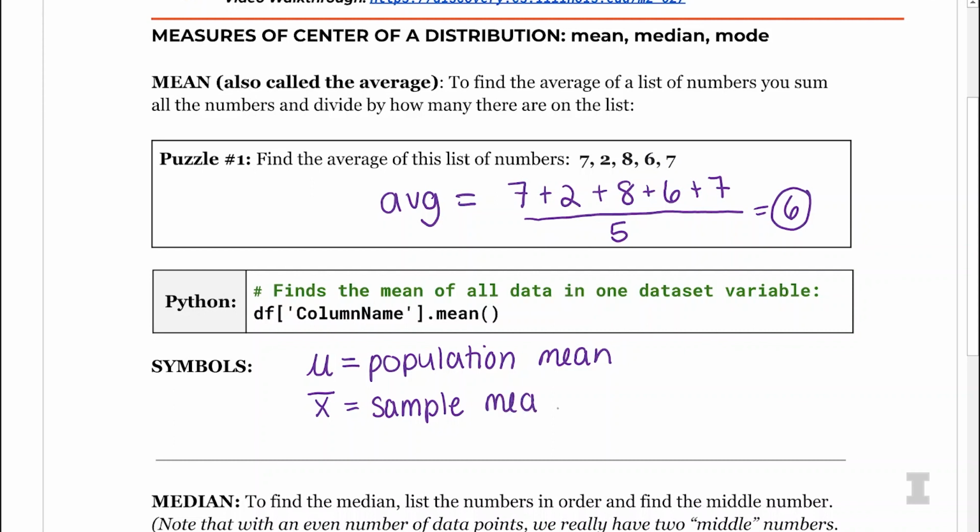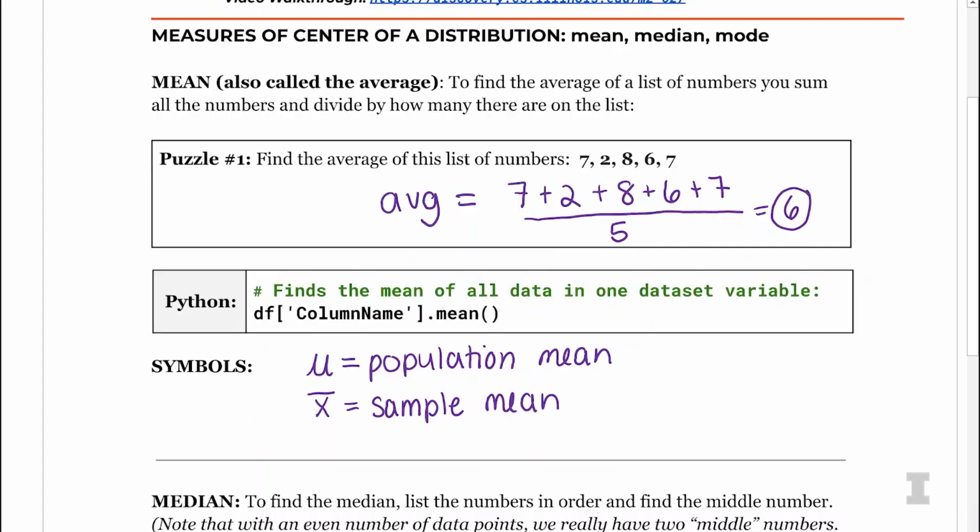And often as data scientists, we are going to be looking at just a sample of data because it's going to be impossible to survey every single person. Exactly. And a big part of data science is using what you know about a sample, so X bar, to estimate what you would get as the mean of a population, which is mu.